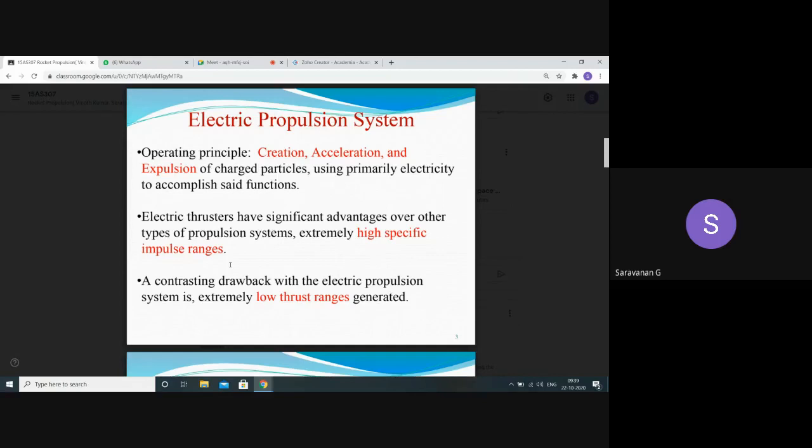Same as if we go for the chemical propellant, what is the concept? We are using the propellant to flow with the oxidizer and fuel. Then we are heating, then accelerating, then expelling it. In the same way here, we create the charged particle with the use of electricity. Then the charged body is accelerated with some setup or system. Then we expel it through the nozzle by some different principle. That comes under the principle of an electric propulsion system.